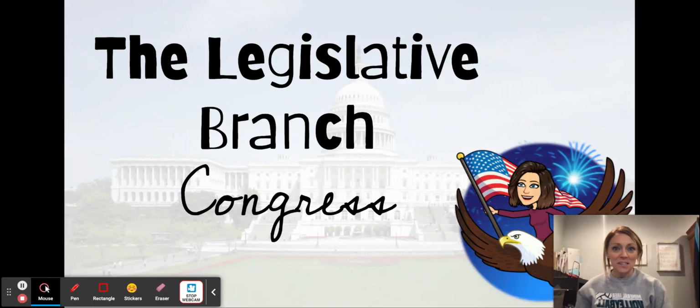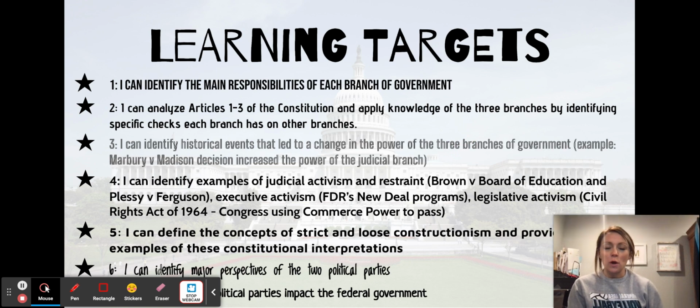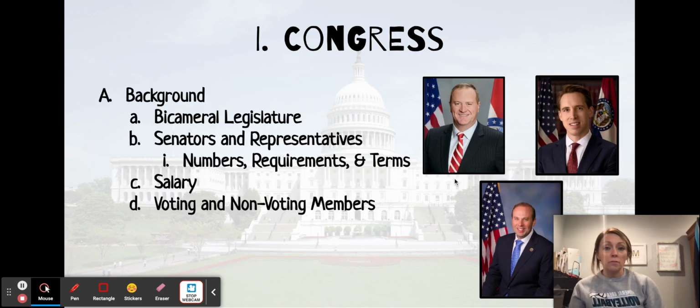Welcome to your first legislative branch unit. In this section, we're going to be getting the basics down for our section on Congress. So our learning targets, these aren't anything you ever have to write down. This is just to help guide us. And our task today is going to be to identify the main responsibilities of the branch of government.